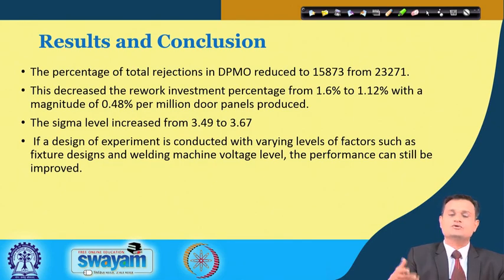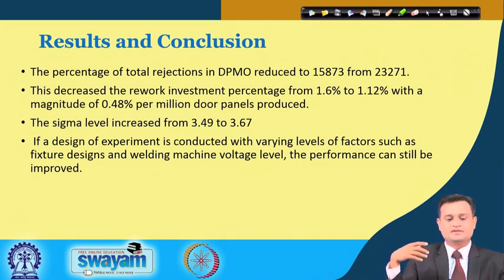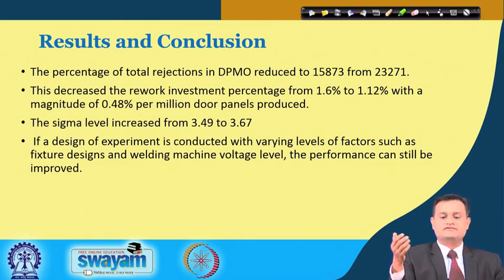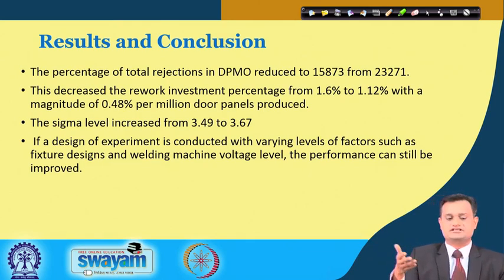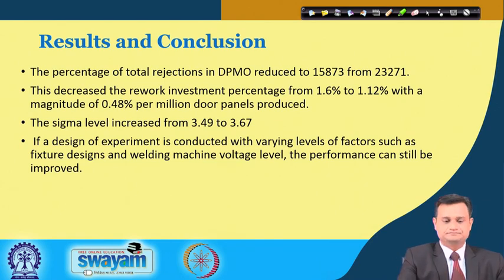They also need to look into the other factors they identified through cause and effect, but there is at least some improvement in the sigma level. The design of experiment is conducted with varying levels of factors such as fixture design and welding machine level, and the performance can still be improved. This is what is recommended by the Six Sigma team.